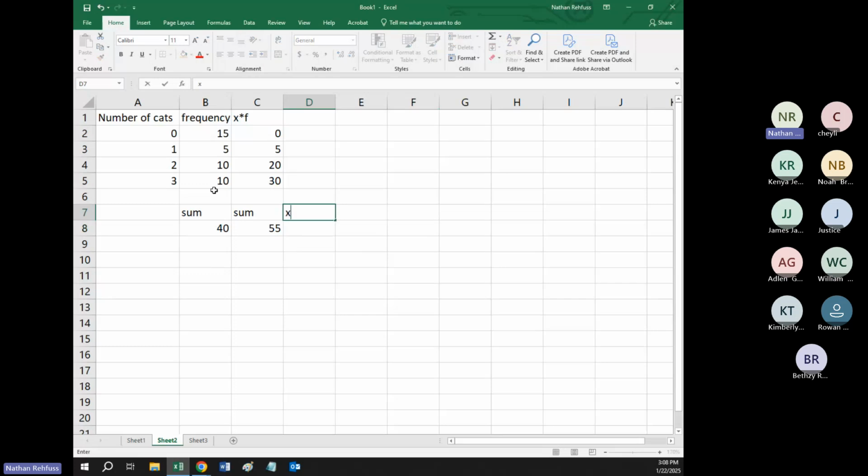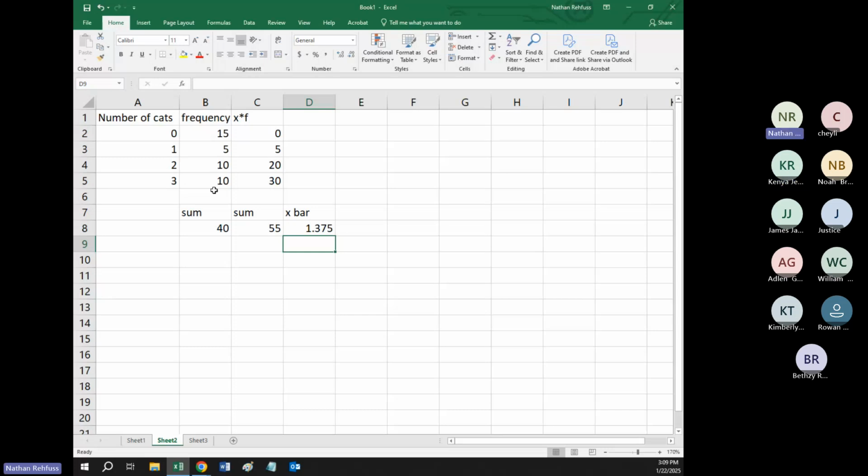So then my X bar is equal to 55 divided by 40. There are 1.4 cats per household in this study. So that's how we get the mean from a frequency table. But now I want the standard deviation.